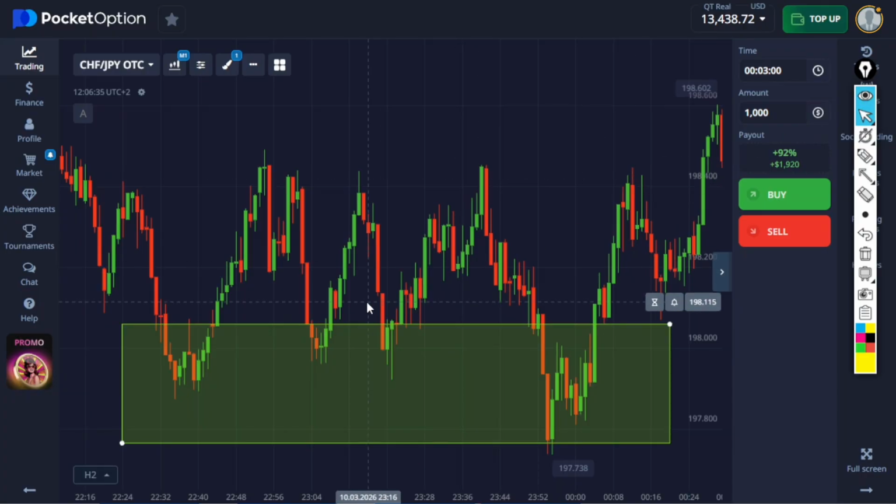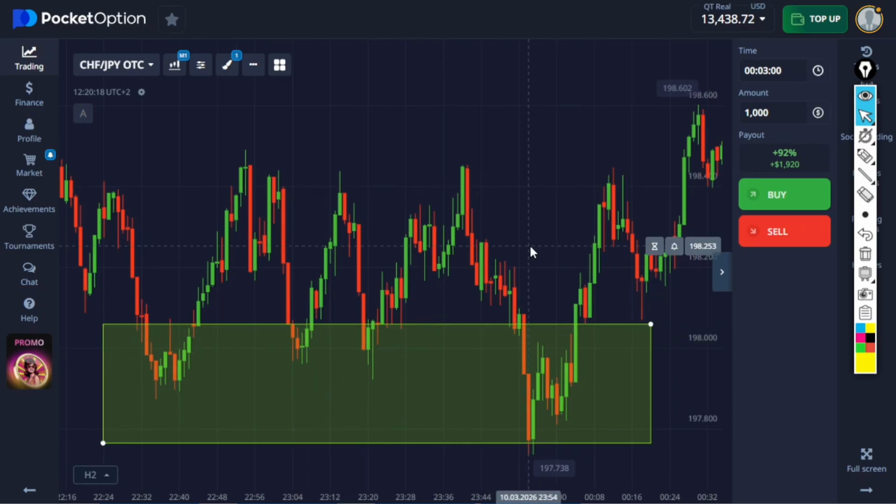And this would have been a beautiful trade. And this here is a great example of entering a buy position off of a bullish rejection candle in a support zone. Let's take a look at another example here.